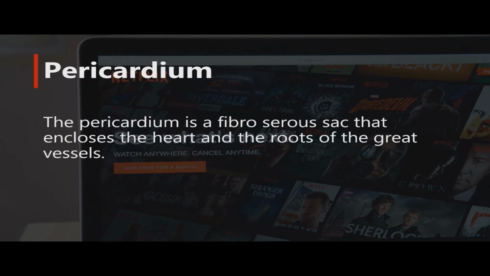Moving on to the pericardium. The pericardium is a fibrous serous sac that encloses the heart and the roots of the great vessels. Its function is to restrict excessive movements of the heart as a whole and to serve as a lubricated container in which the different parts of the heart can contract.